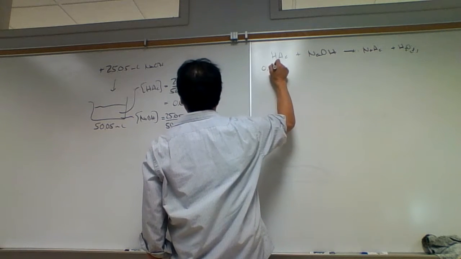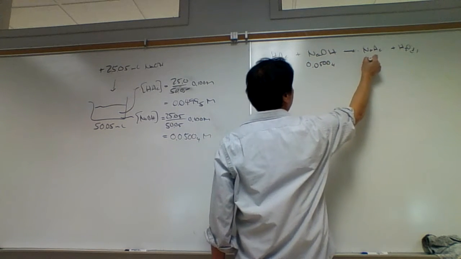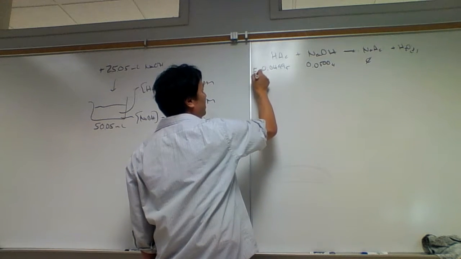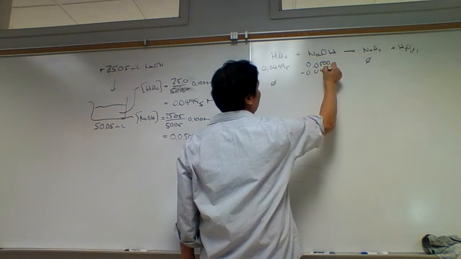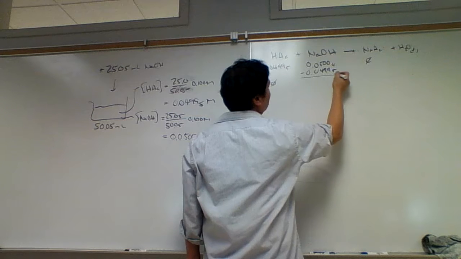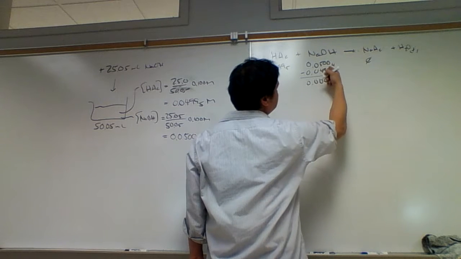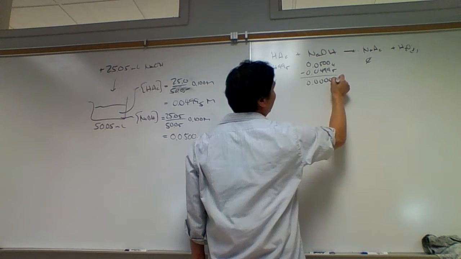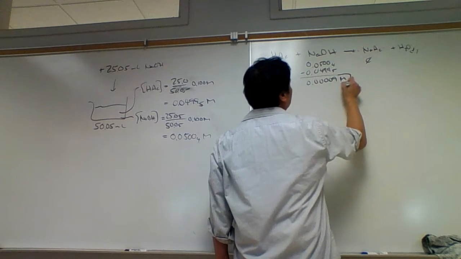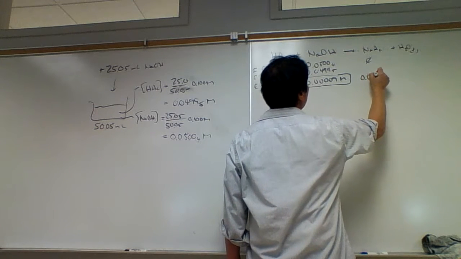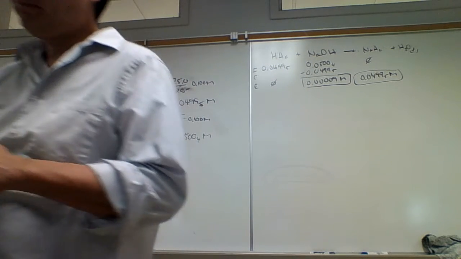So let's plug in the numbers: 0.04995, 0.05004, and 0. Limiting reagent would be acetic acid, so we're going to lose all of that. It's going to go to 0. This is going to be 0.04995. This is 0.00009 molar. And 0.04995 molar. Okay, so now I'm done with step 1.